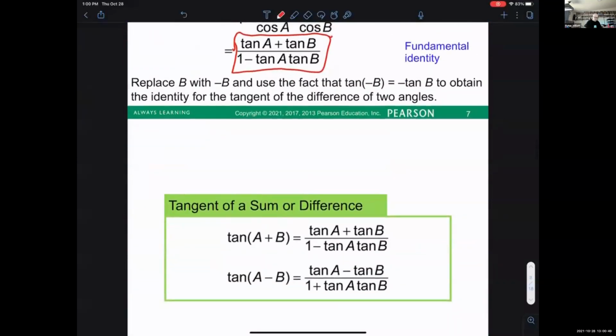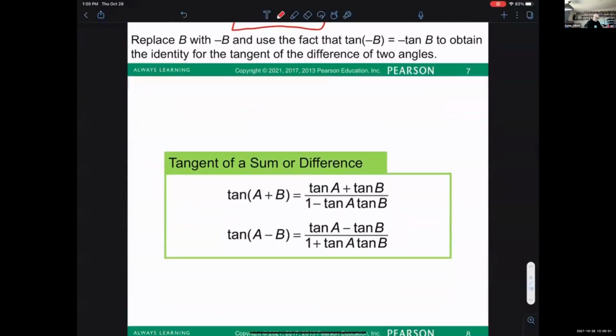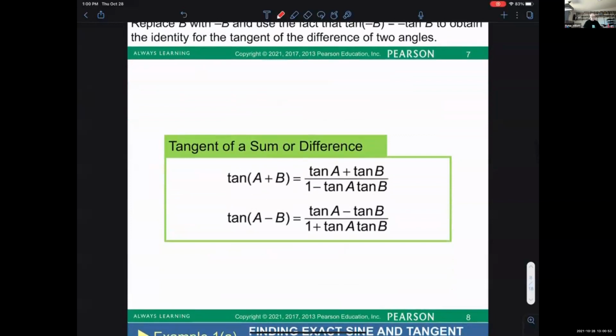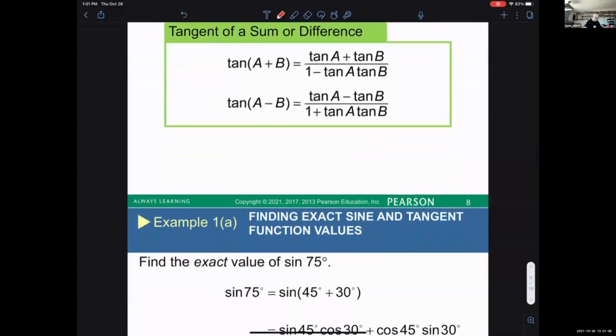And so they could do the same thing for the difference as they describe in the bottom, and then they get this summary of the sum or difference formulas for tangent. And so it's a formula, and we'll use it in order to evaluate a sum or difference of angles for tangent, like we just did with sine or cosine. All right, so let's now look at some of their examples to help us go through this stuff.